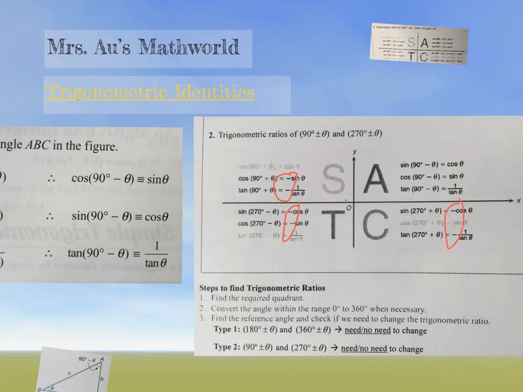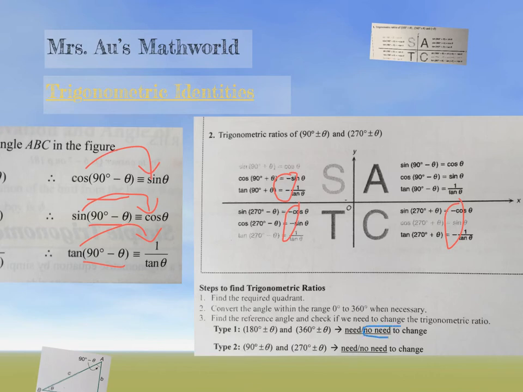Whenever you see 90 degrees plus or minus theta, then you change from cosine to sine, sine to cosine, tangent to 1 over tangent. Okay, so that is the rule of changing it. Then step 2, we just check the sign of the trigo ratio, whether it's positive or negative. Alright?